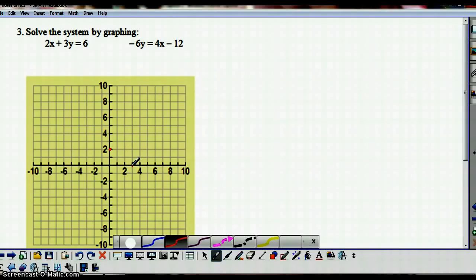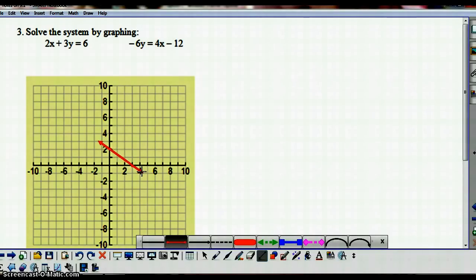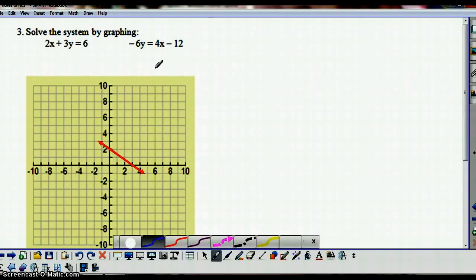So do you remember the x and y intercept method? If x is 0, that gives us the y-intercept. And if y is 0, that gives us the x-intercept that we talked about in our previous chapter. So here's the one line. And let's do that same method with this second line.